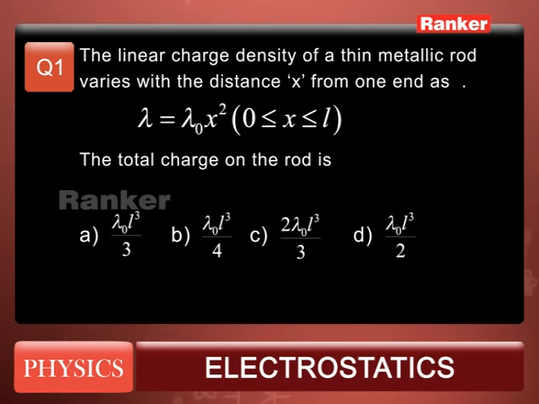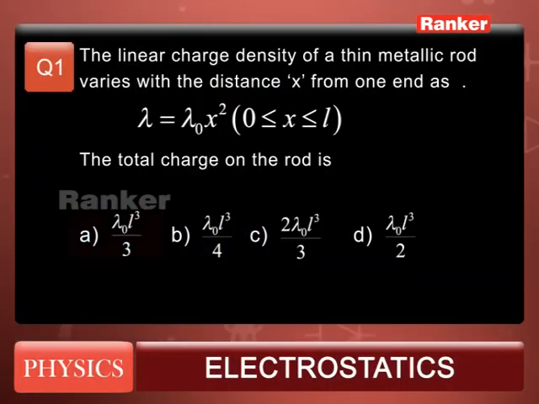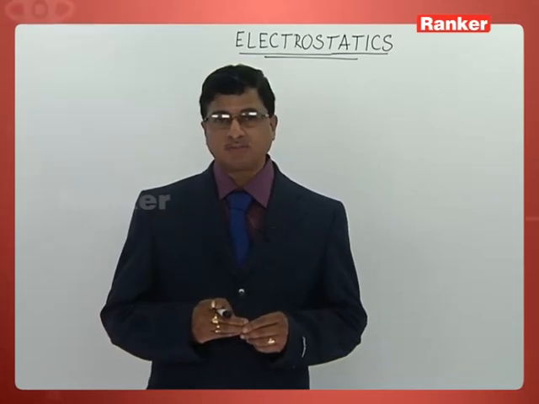And of course options are given this way. First option is lambda naught L cube by 3. Second option is lambda naught L cube by 4. Third option is 2 lambda naught L cube by 3. And fourth option is lambda naught L cube by 2. The correct option for this one is the first option, that is A, lambda naught L cube by 3. How come that be the case?